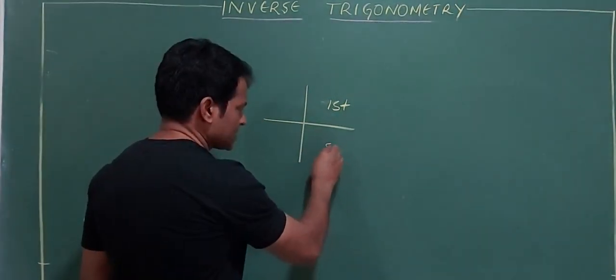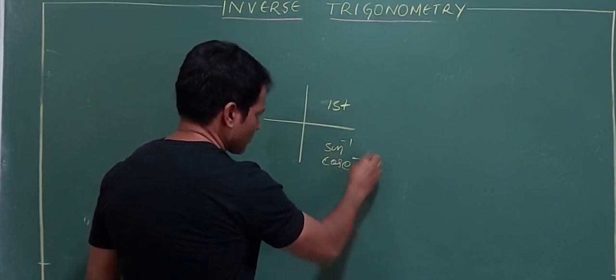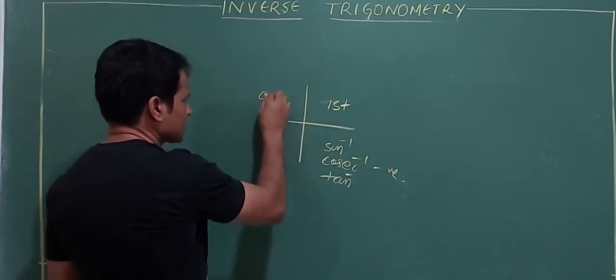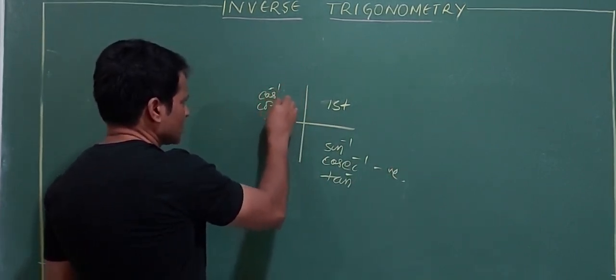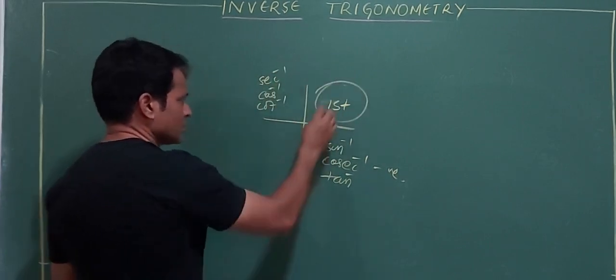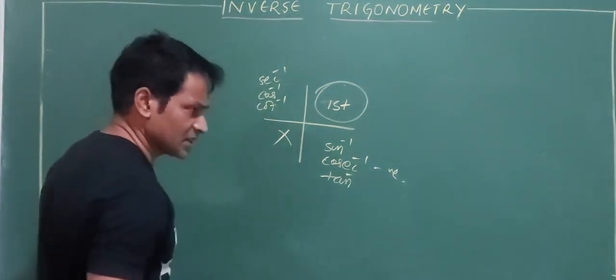In this quadrant, who is negative? Sine inverse, cosec inverse, tan inverse are negative. Here it is cos inverse, cot inverse, sec inverse. All positives are there. That means the first quadrant, the fourth quadrant, and the second quadrant. This quadrant is not there.